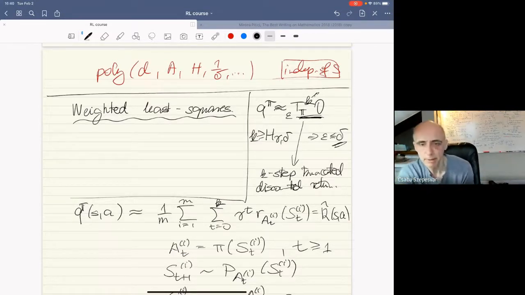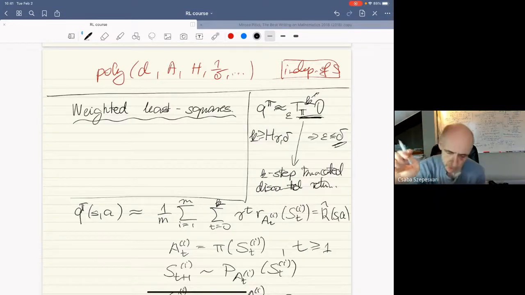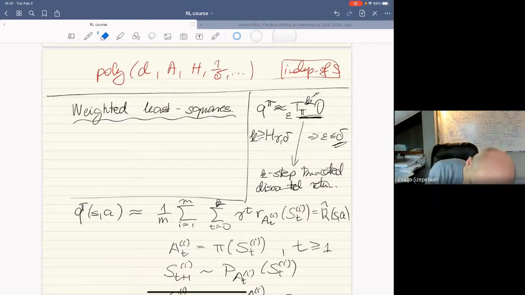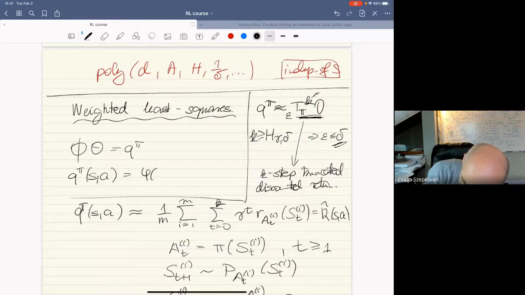But apart from that error, we can arbitrarily precisely measure the value of Q pi at any state action pair of choice. And we also know that this parameter vector gives you Q pi. So Q pi at SA is just phi SA transpose theta.